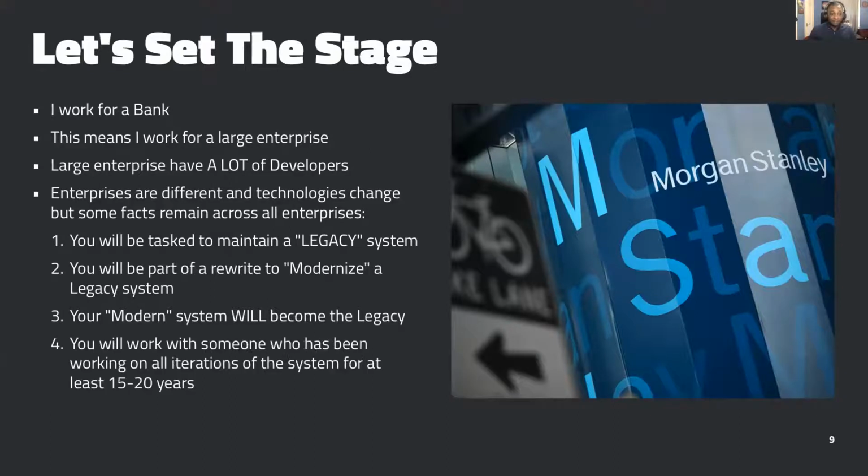And the other unfortunate fact is your modern system will become the legacy within some time period. And you will also, and this is a key part of the talk I want to give today, work with someone who has been working on all iterations of that system for at least 15 to 20 years. I've worked in financial services for a while, and it's been amazing how I've come across people with tenures of 20, 15, some 30, 35 years. I've come across people who work in programming APL and COBOL and all these systems that we know as legacy now. And you know what? Trying to teach new programming paradigms to these individuals can be difficult.